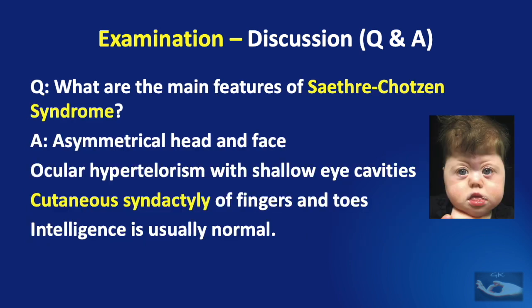In the Saethre-Chotzen syndrome, there is an asymmetrical head and face due to craniosynostosis and ocular hypertelorism with shallow eye cavities. Cutaneous syndactyly of the fingers and toes are noted, and the intelligence is usually normal in these patients.